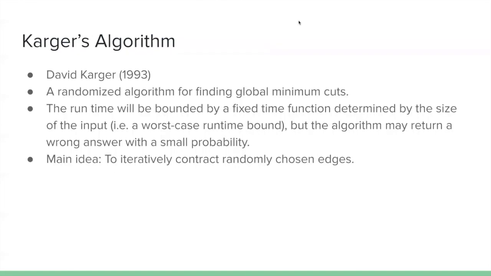Karger's algorithm was developed by David Karger in 1993. It is a randomized algorithm for finding global minimum cuts. The runtime will be bounded by a fixed time function determined by the size of the input, i.e. a worst case runtime bound, but the algorithm may return a wrong answer within a small probability, as we mentioned happens in Monte Carlo algorithms. The main idea of this is to iteratively contract randomly chosen edges.